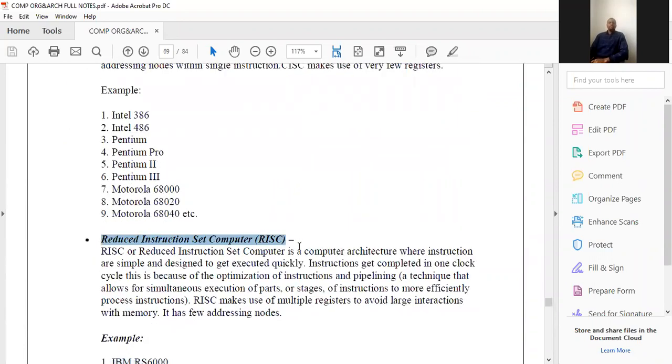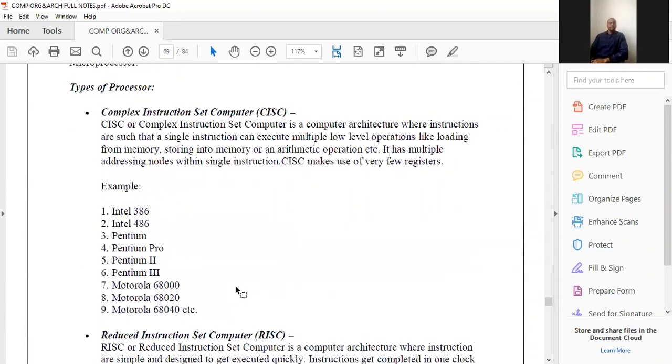Then we have complex instruction. It's just the opposite of reduced instruction. Complex instruction, CISC processors, are processors that have an ability to work on many or more complex instructions per given microsecond. As you can see in the notes, they can execute multiple low-level operations like loading from memory, storing into memory, or arithmetic operations. And then it has multiple addressing modes within a single instruction.